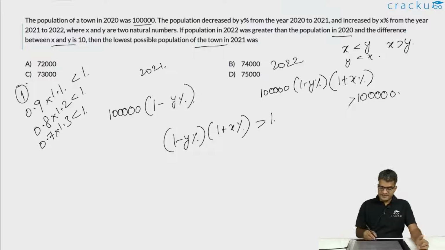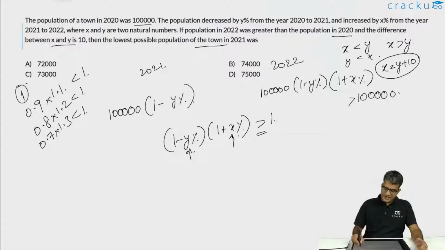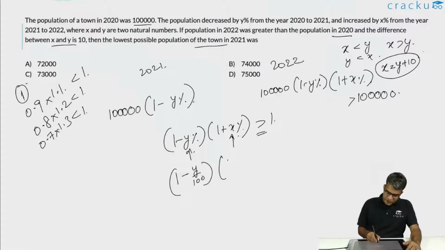But if the product is actually greater than 1, then the increase has to be greater than the decrease. This would imply that x has to be equal to y plus 10. If you don't understand this, you can consider a case where y is x plus 10, that is y is greater than x. Solve for it and you will get a negative answer. That won't happen. So x is y plus 10. If you simplify this, you are going to get 1 minus y by 100 into 1 plus, what is x? y plus 10 by 100 is greater than 1.